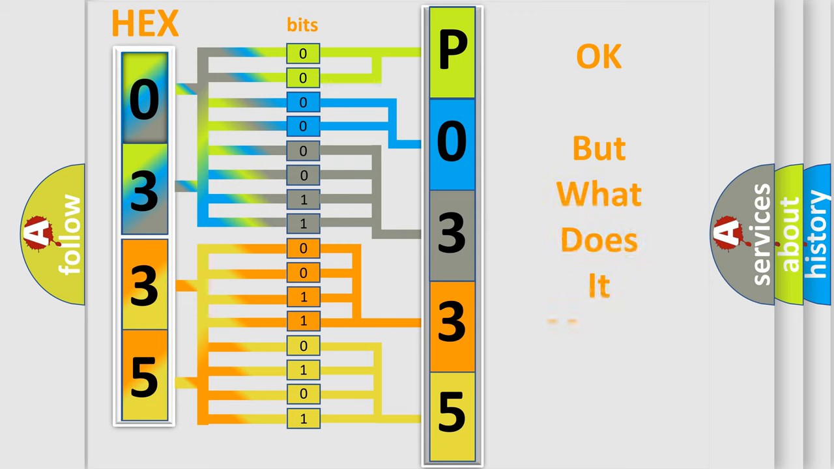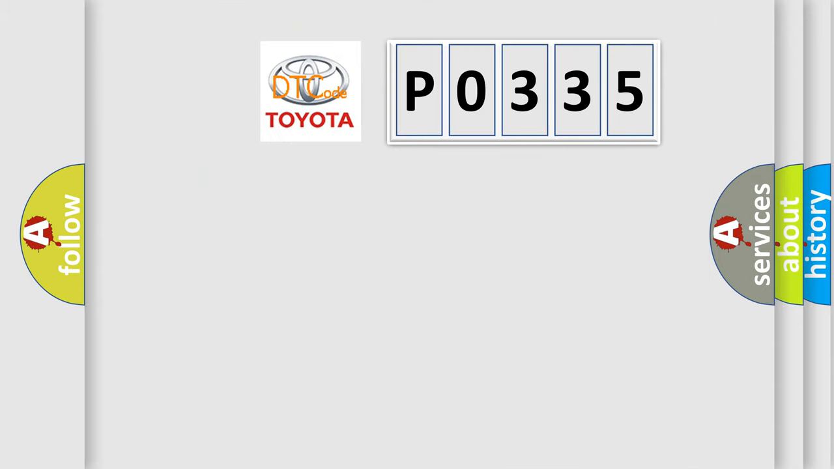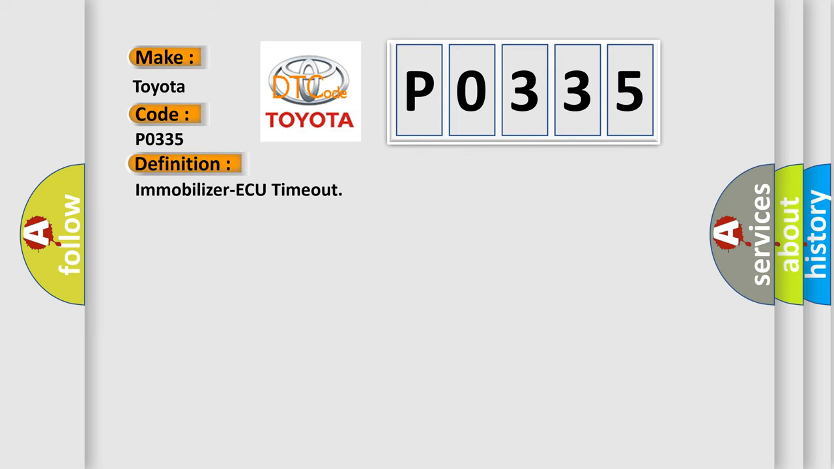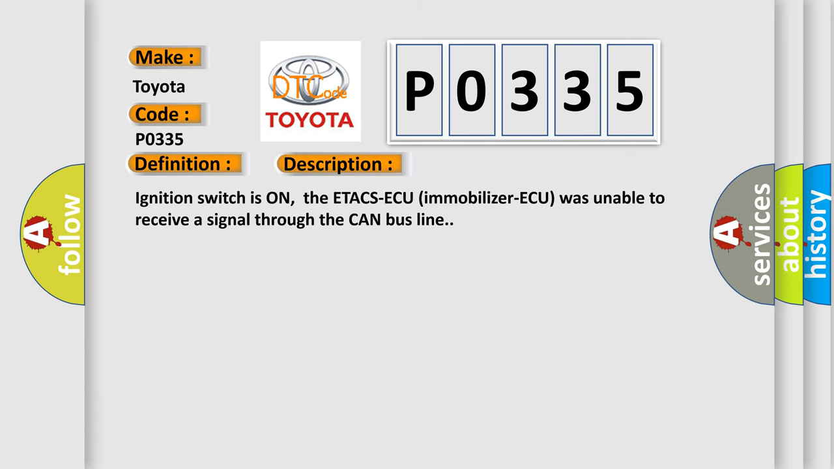The number itself does not make sense to us if we cannot assign information to what it actually expresses. So, what does the diagnostic trouble code P0335 interpret specifically for Toyota car manufacturers? The basic definition is Immobilizer-ECU Timeout. And now this is a short description of this DTC code. Ignition switch is on, the ETACS-ECU Immobilizer-ECU was unable to receive a signal through the CAN bus line.